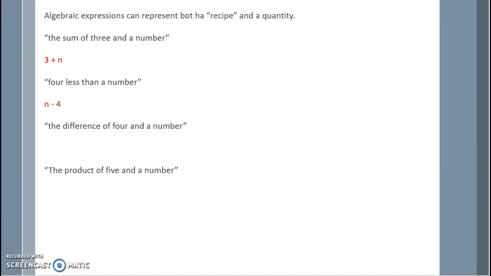The difference of 4 and a number. So I want to take 4 and a number and find their difference, which means subtraction. So 4 minus some number.